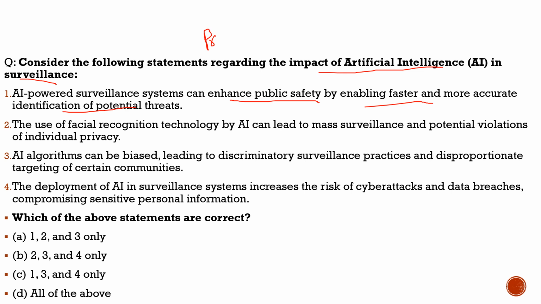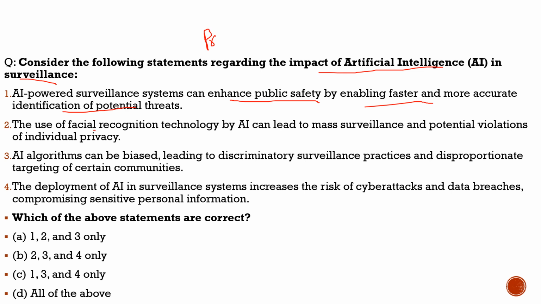So this is in a nutshell what was in the newspaper article. Now, by solving this question, you will get more idea about it. What are its negative impacts? As for the positive impact, which we clearly saw, it would help in surveillance. An AI-powered surveillance system can enhance public safety by enabling faster and more accurate identification of potential threats.